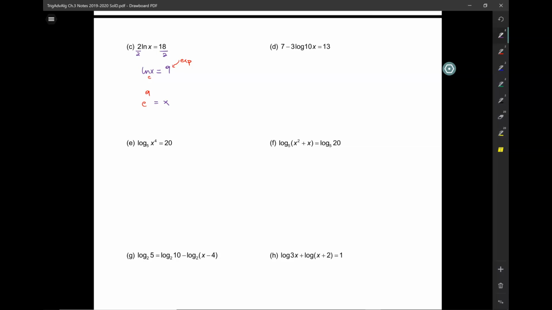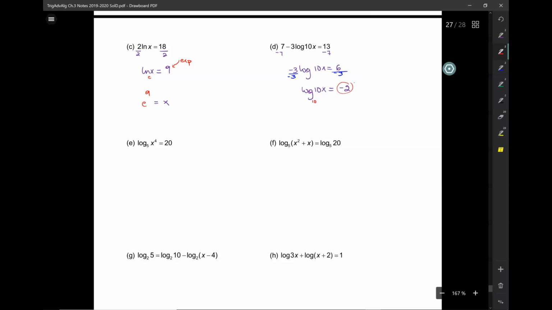Is everybody okay with that? Let's do one more here. Let's subtract 7. Negative 3 log 10x is equal to 6. Let's divide by negative 3. I get log 10x is equal to negative 2. Okay, now that my logarithm is isolated, what is the base of this logarithm? 10. Right here, I have a base of 10.